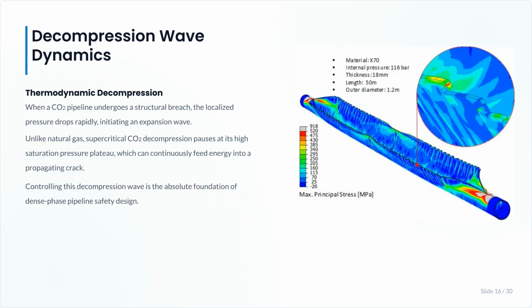In this section, we analyze decompression wave dynamics. When a structural breach occurs, pressure drops rapidly, initiating an expansion wave. Controlling this wave is the foundation of dense phase safety, as unlike natural gas, supercritical carbon dioxide pauses at a high-pressure plateau that can continuously fuel crack propagation.